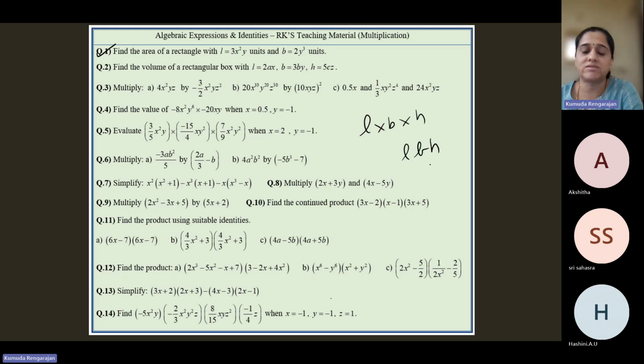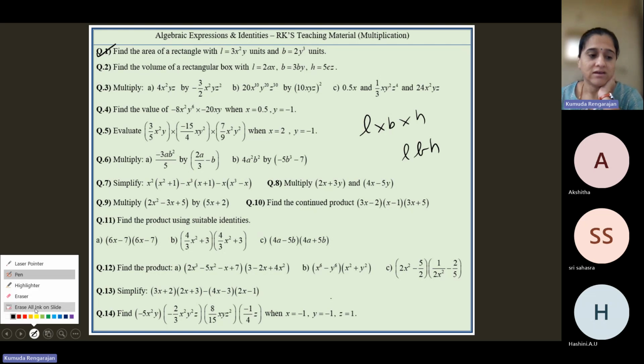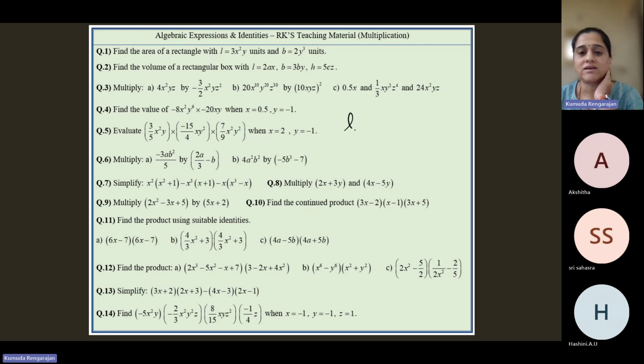LBH cubic units. See, like how do you find the area of a rectangle? Length into breadth, right? L into B square units. Volume is L into B into H cubic units.